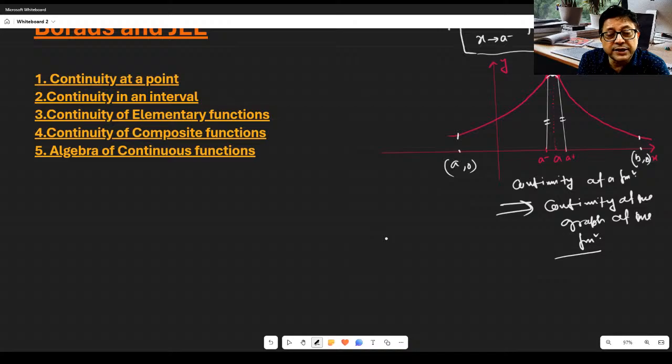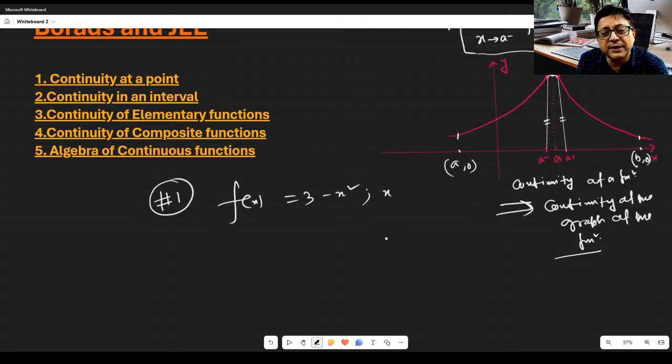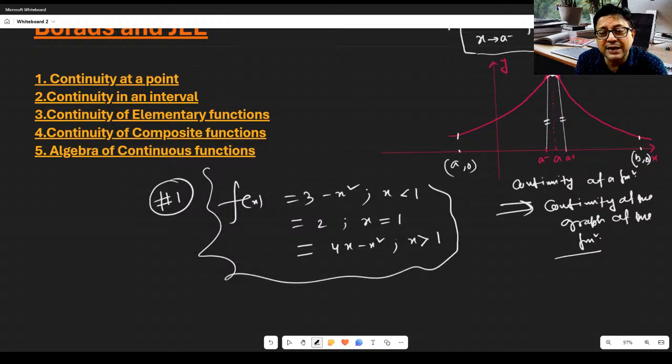Suppose a function is stated this manner, not taking from any particular book, I am just writing a problem that f(x) equal to 3 minus x square, x is less than 1, this is equal to 2 for x equal to 1, and this is equal to 4x minus x square for x greater than 1. Is this function continuous at x equal to 1?